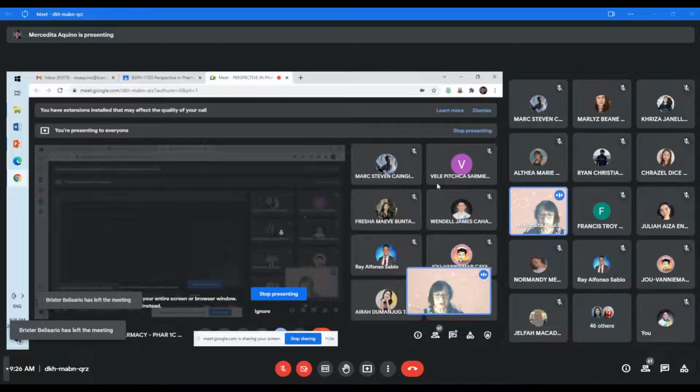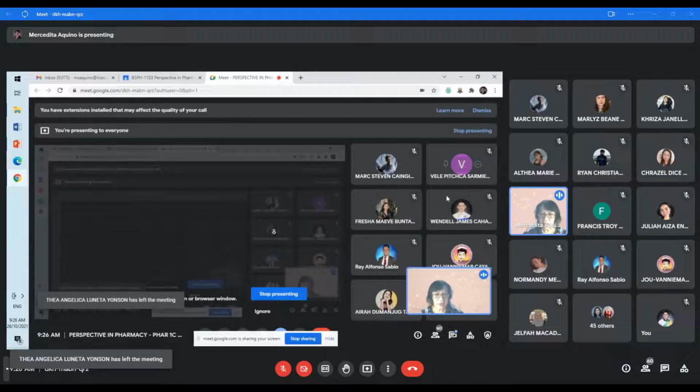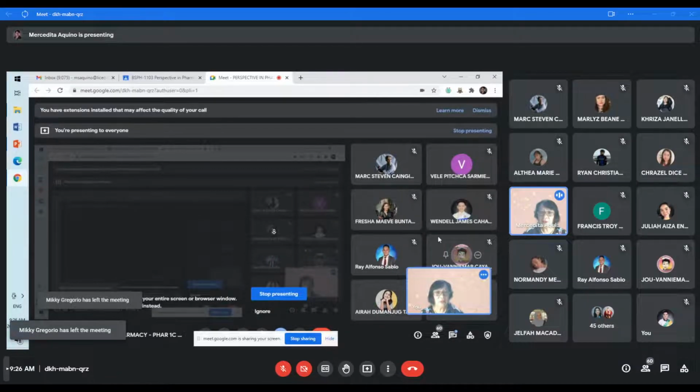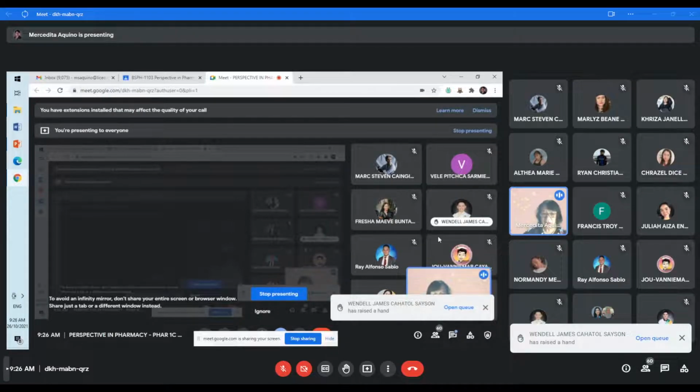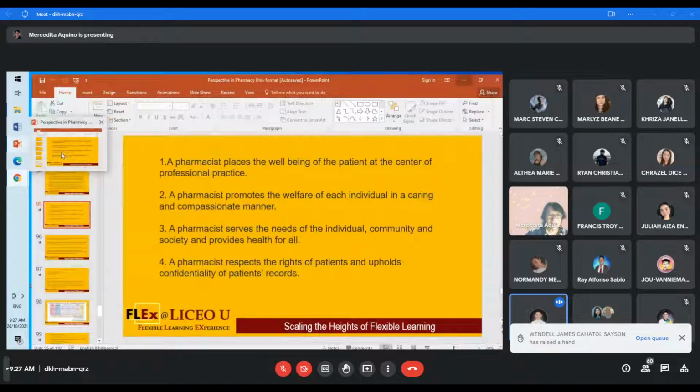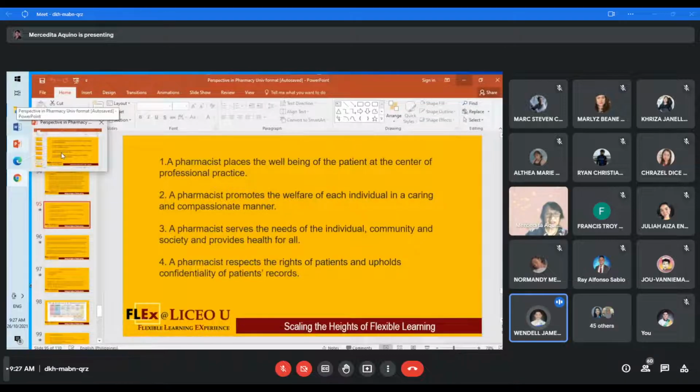It is easy to expand and give your insights and your opinions as per experience or observation. Nobody is raising a hand? Wendell, James, can I hear from you? Yes, Wendell? Good morning, Doc. Good morning. That was the third one, Doc, right? It's that a pharmacist serves the needs of the individual, community, and society, and provides health for all. Am I right, Doc?